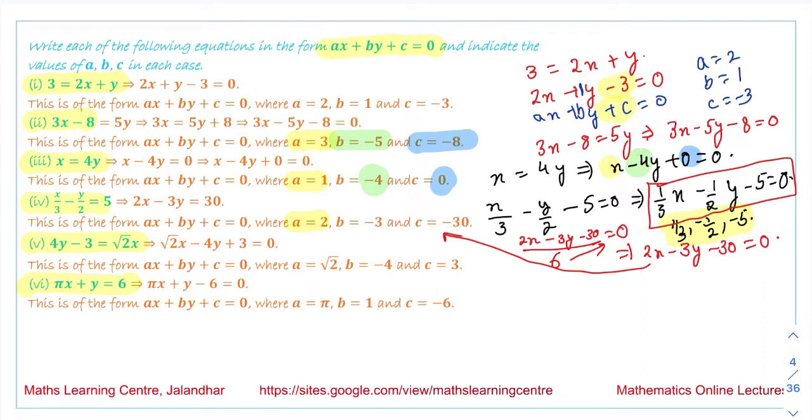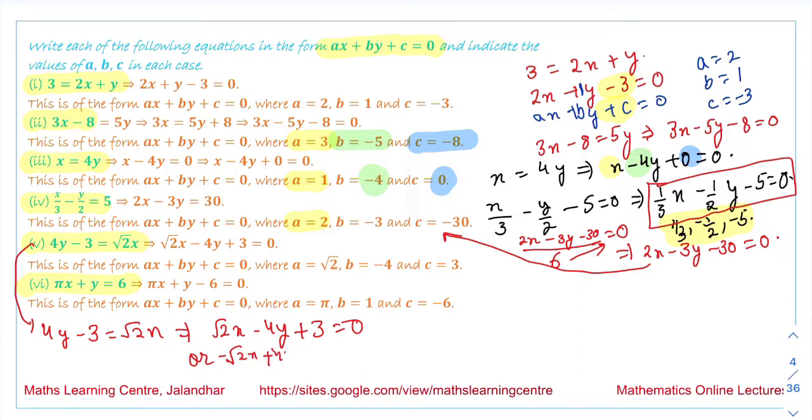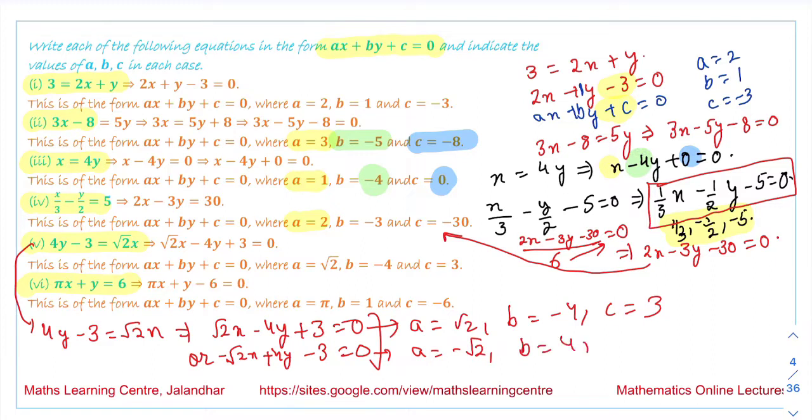Now in the next equation we have 4y minus 3 is equal to root 2 x. So what we get is root 2 x minus 4y plus 3 is equal to 0, or you can write it like minus root 2 x plus 4y minus 3 is equal to 0. If you are writing the equation in this form, the value of a is root 2, b is minus 4, c is 3. If we are writing it in this form, it is a is minus root 2, b is 4, and c is minus 3.